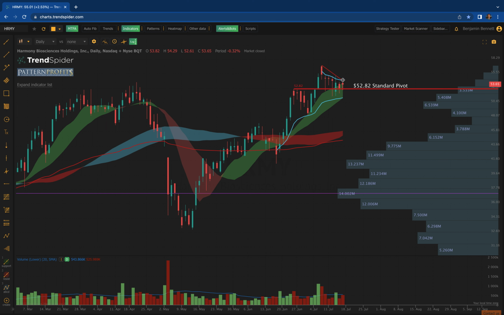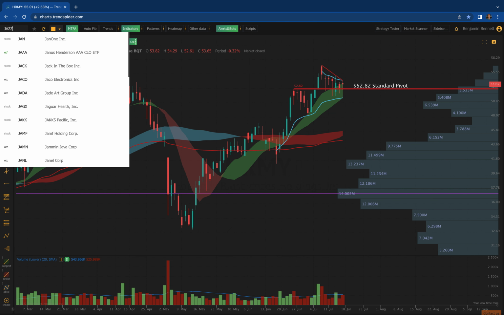Anchored VWAP from off of the high capped the upside on Friday, but if you can push up and through there, take out that descending trend line, should be ready for the next leg up. We've seen it do this often, little flag back here in the handle, and now another one. So we'll see if Harmony, HRMY, is ready to come out of there and make some upside progress.